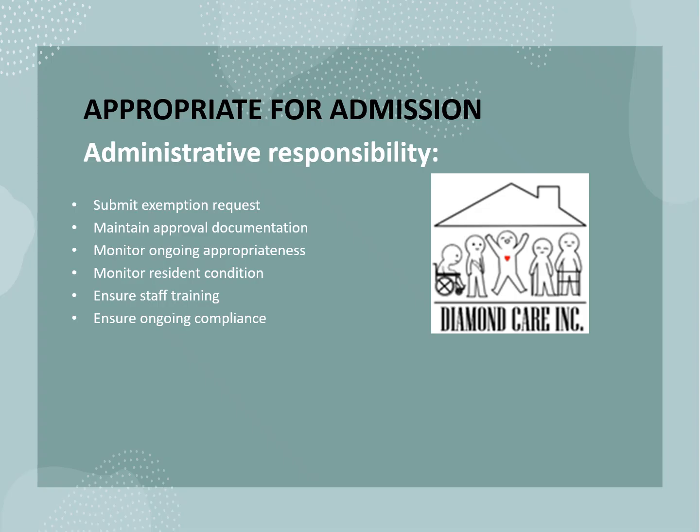So, appropriate for admission, administrative responsibilities. Administrative staff will review all paperwork that comes in, and we're going to submit an exception request. We're going to maintain approval documentation. We're going to monitor appropriateness, meaning if there's a change of condition with the resident, we may need to obtain an additional exception from the Department of Social Services.